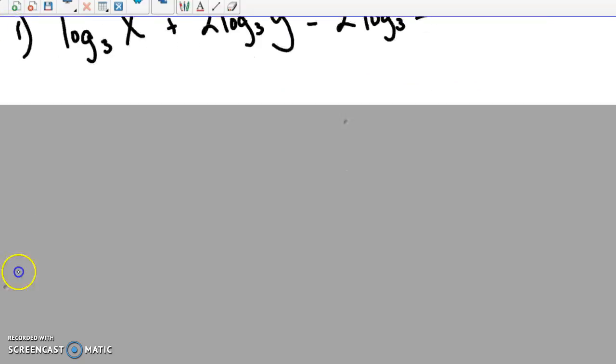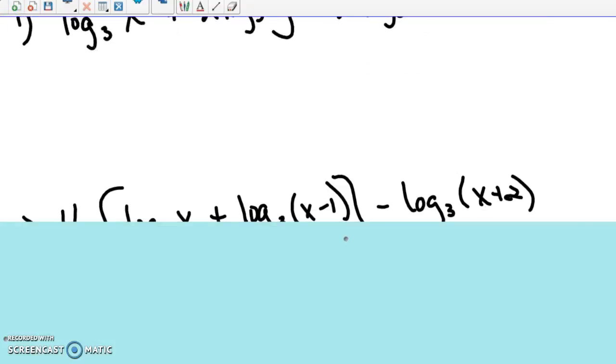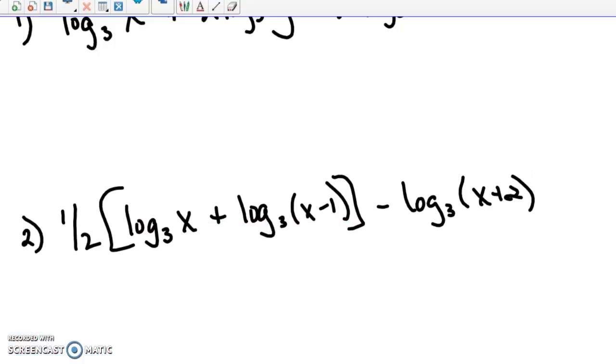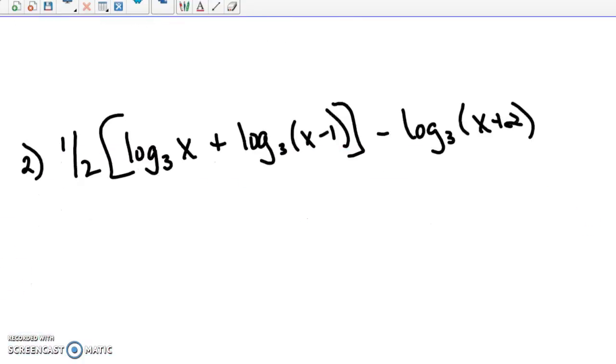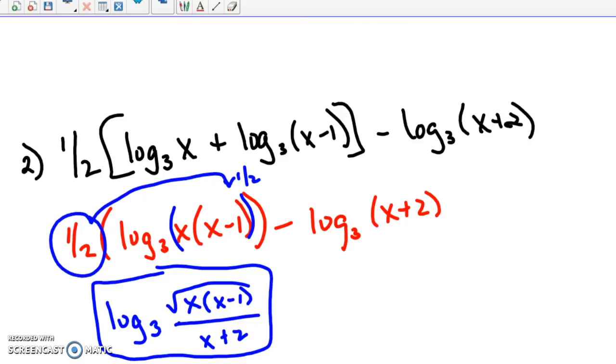Okay, so let's take a look at the condensed form. And let's do the second one here. Okay, so here to condense, you want to simplify inside the brackets or parentheses first.